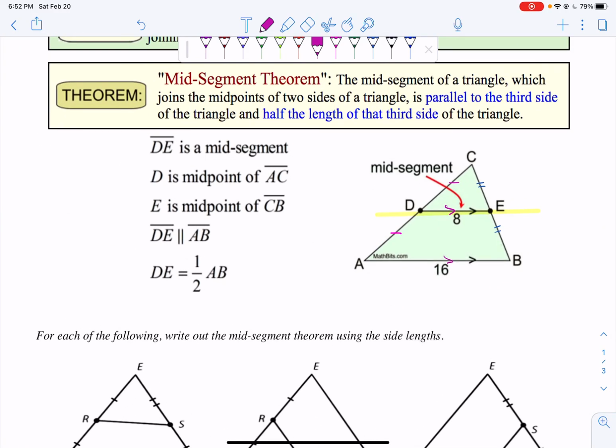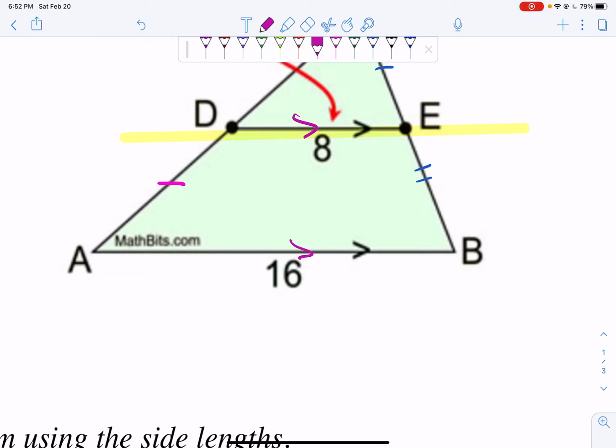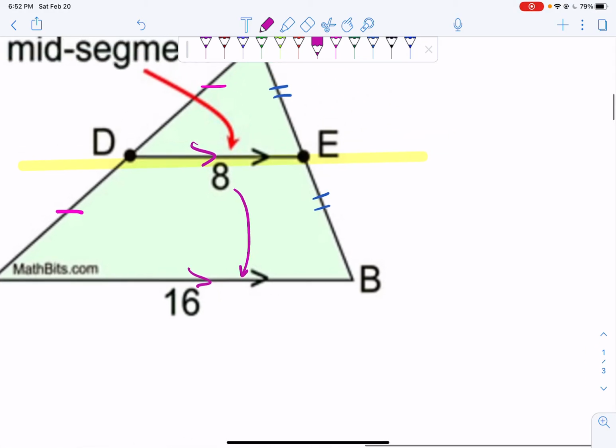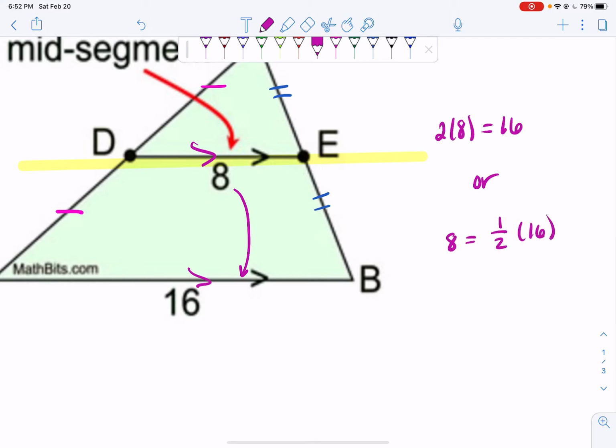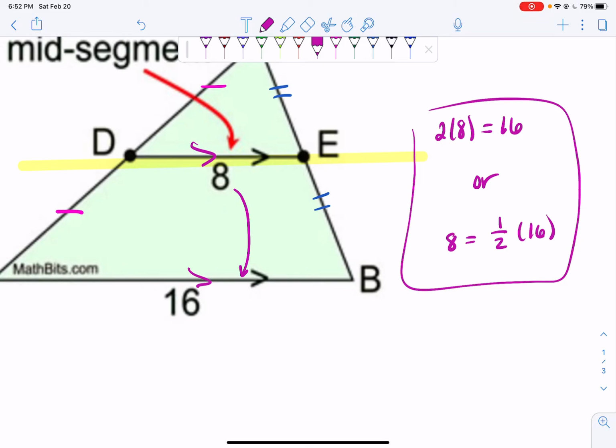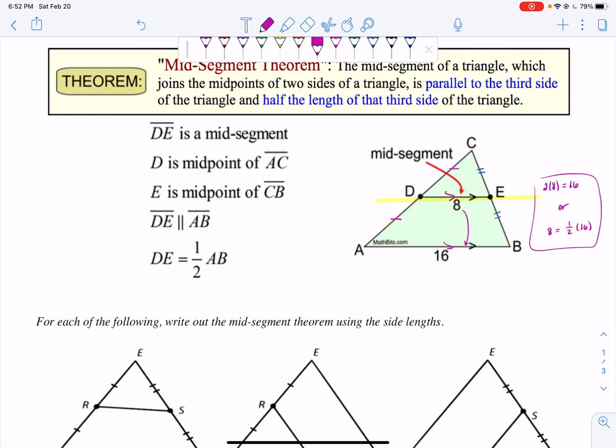So here's how it works. If you notice, to get from 8 to 16, I have to multiply it by 2. So I can say 2 times 8 equals 16, or I can say 8 is equal to 1/2 of 16. These are both acceptable ways to set up your midline equation, which we're going to be doing shortly. So if you look here, I have it written as DE is 1/2 of AB. However, I know a lot of us don't like to work with fractions. I also don't like to work with 1/2 unless it's nice even numbers. If it's odd numbers, it's a little annoying because then you have decimals.